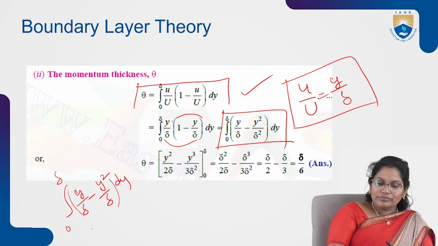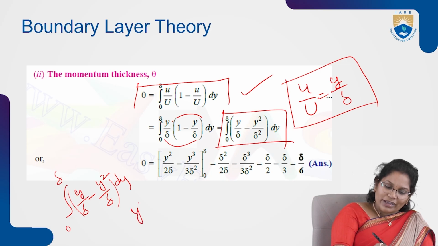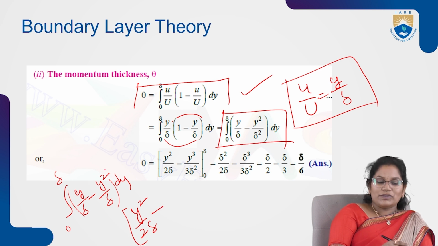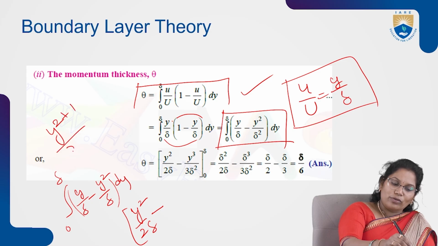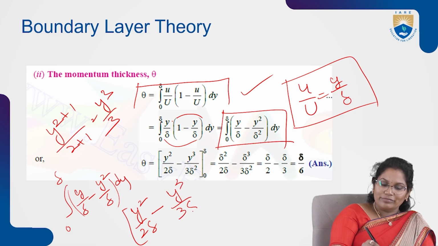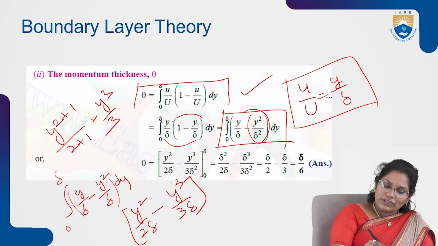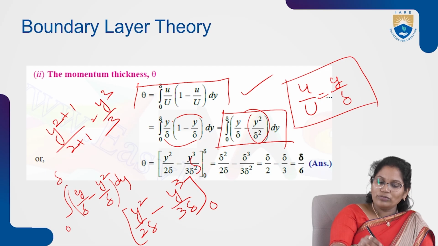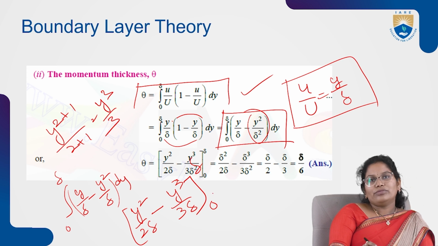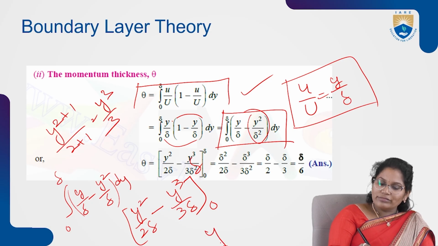First I am integrating this term. Integration of y by delta is y square by 2 delta, as we have already done. Then y square by delta square, integrating, gives y to the power of 2 plus 1 by 2 plus 1, that is y cube by 3 delta square. So the expression is y square by 2 delta minus y cube by 3 delta square, with limits 0 to delta.